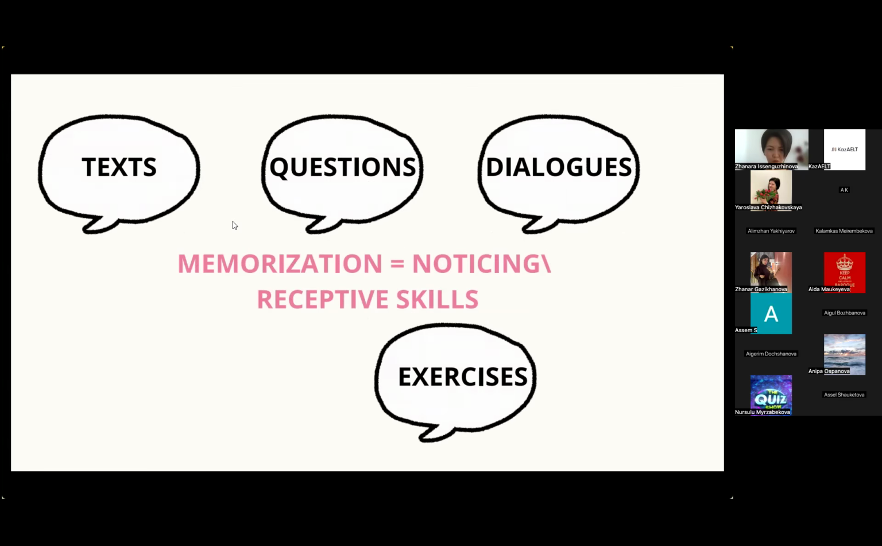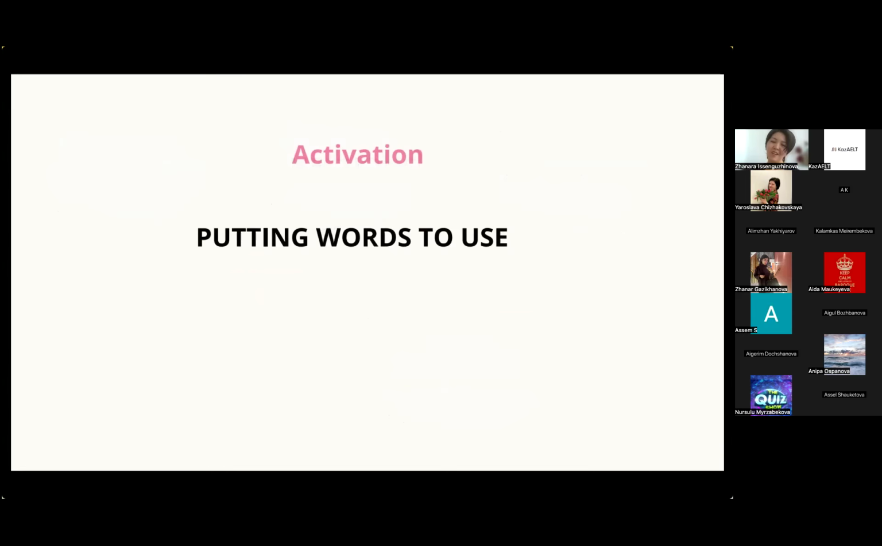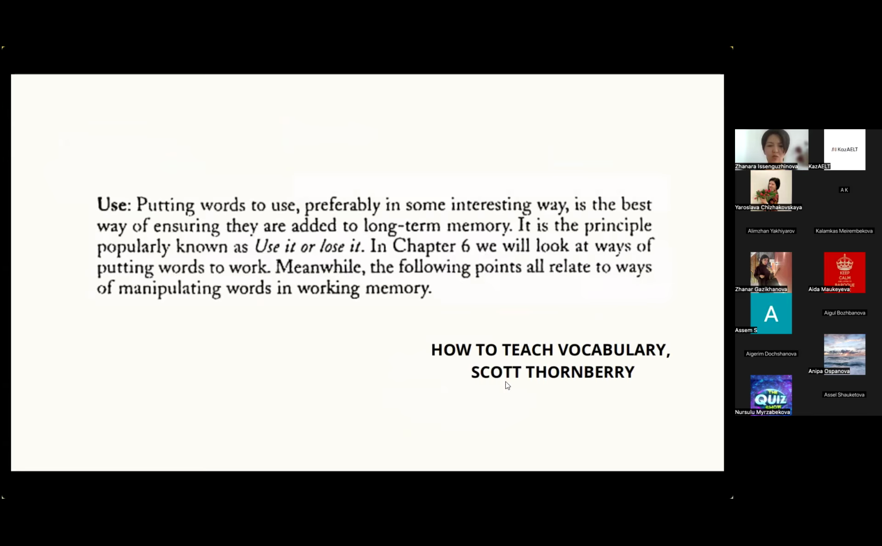Okay, right. So that was the first part. We don't use the vocabulary right away. We are getting there. So the next part is activation. This is putting words to use. Again, Scott Thornbury here says, use it or lose it. That is the best way of ensuring words are added to long-term memory.